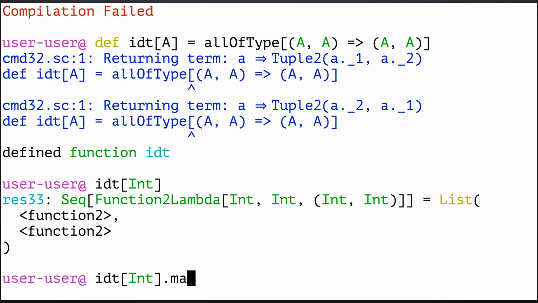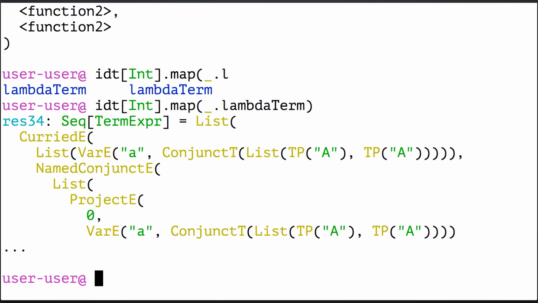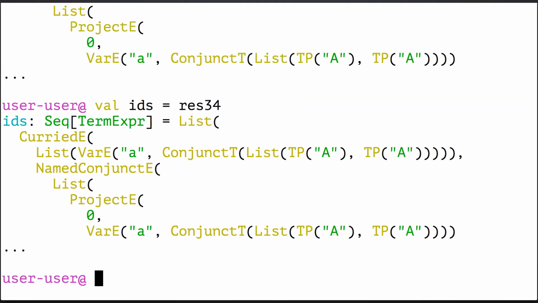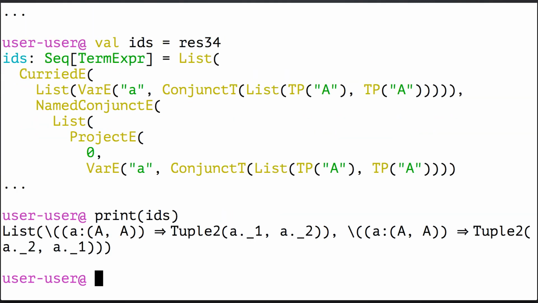So let me map, getting a lambda term out of here. Now I get a sequence of two lambda terms. Okay, so let me print that. Let me say print of this. Okay, so I have two terms. One makes me a tuple of A1, A2, and the other makes me a tuple of A2, A1. And they are of type A.